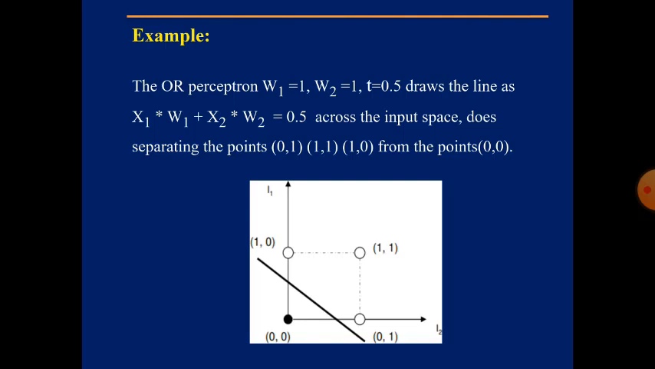Previously we have calculated 0, 1, now 1, 1. Next we will calculate 1 comma 0. 1 into 1 plus 0 into 1, so we will get 1. 1 is greater than the threshold value t, so it is also lying on the right side only. If you take 0, 0, 0 into 1 plus 0 into 1, it is 0. 0 is less than 0.5, that is the threshold value, so it is lying on the left-hand side.